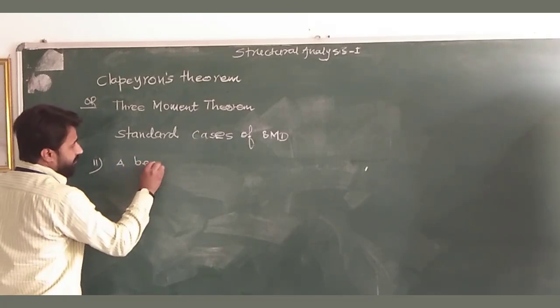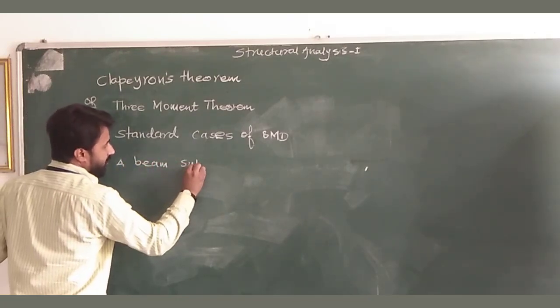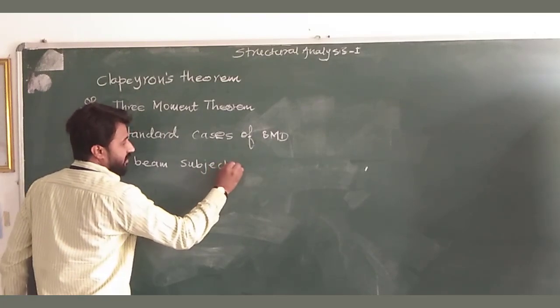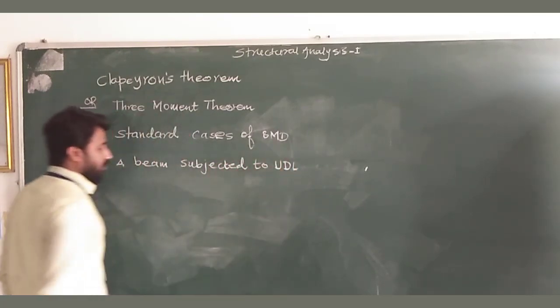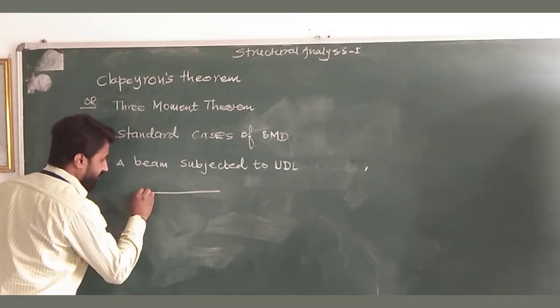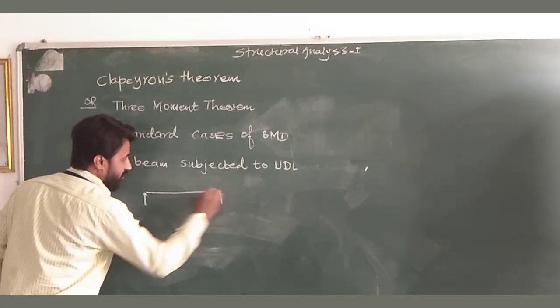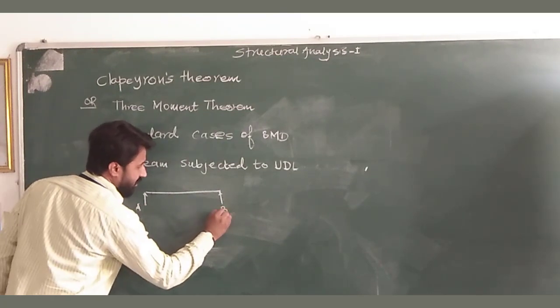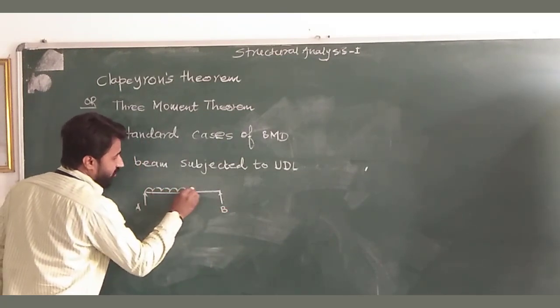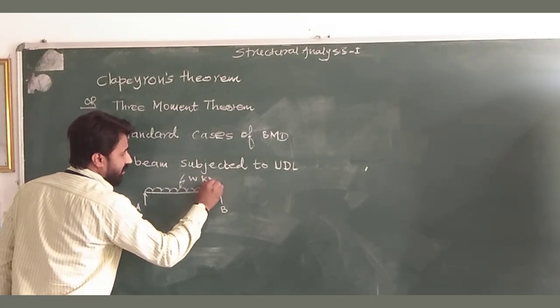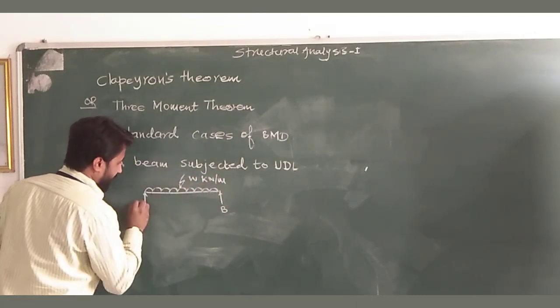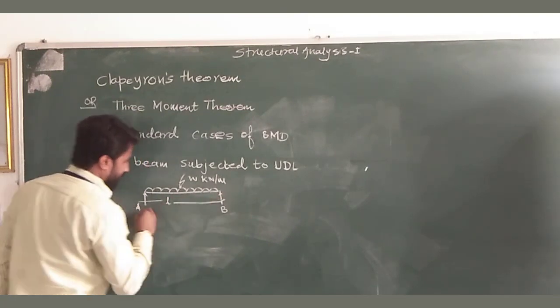A beam subjected to a uniformly distributed load. So a beam, which I am drawing, with supports A and B, carries a UDL, uniformly distributed load of W kilonewton per meter, having length L.